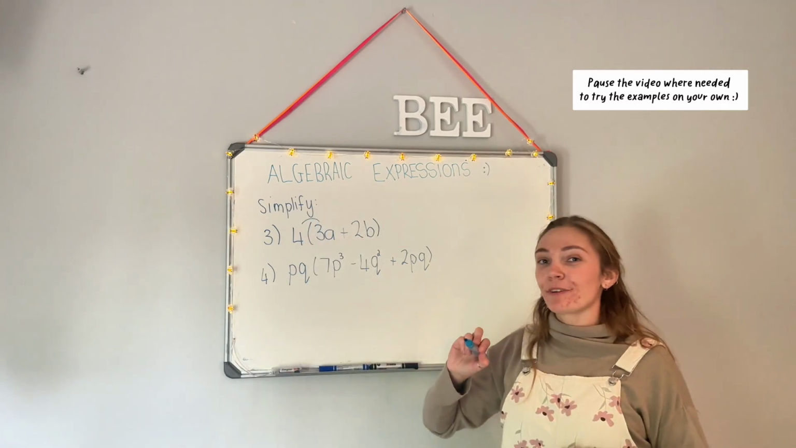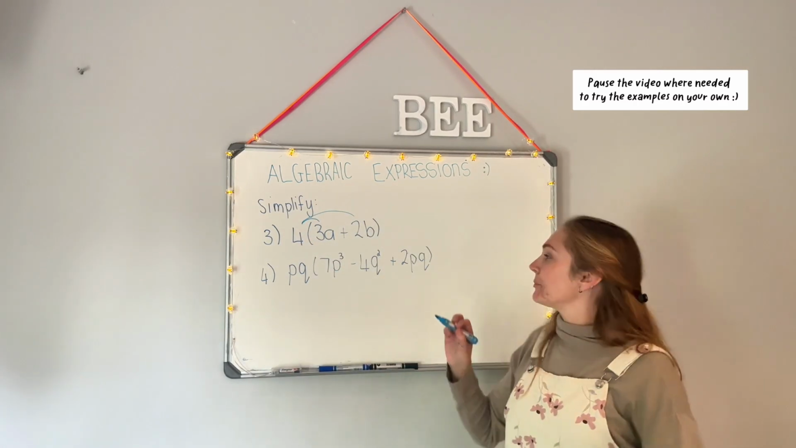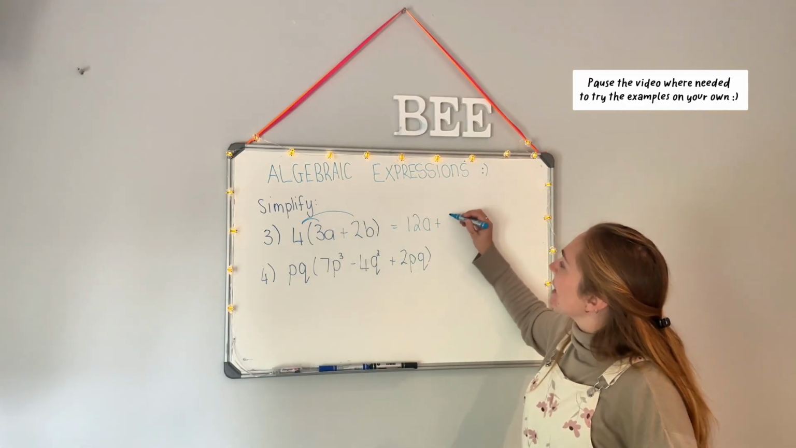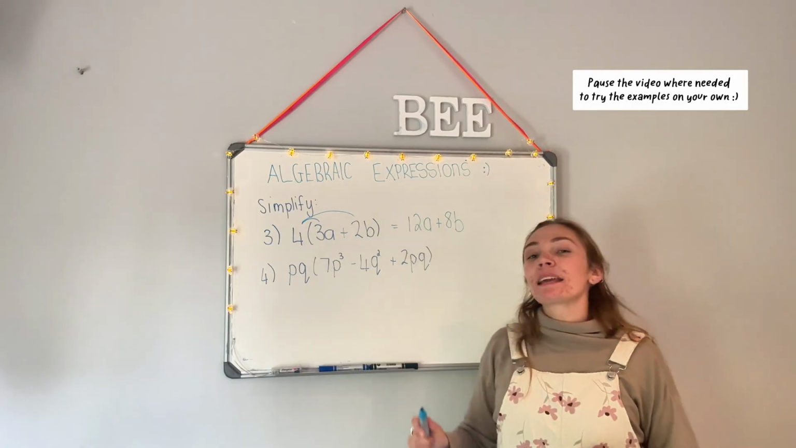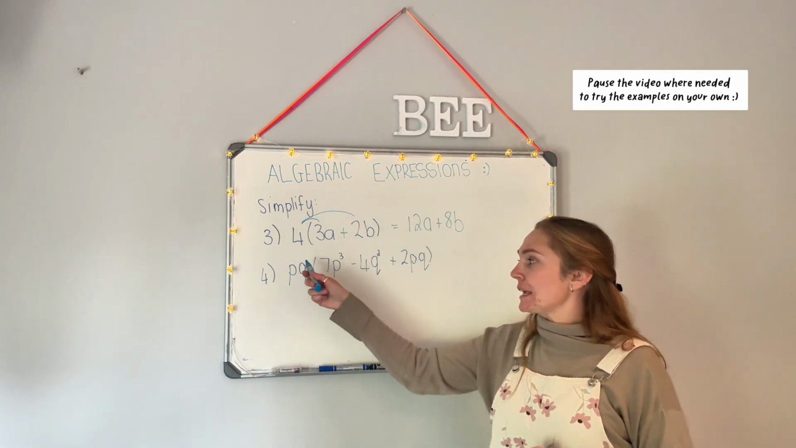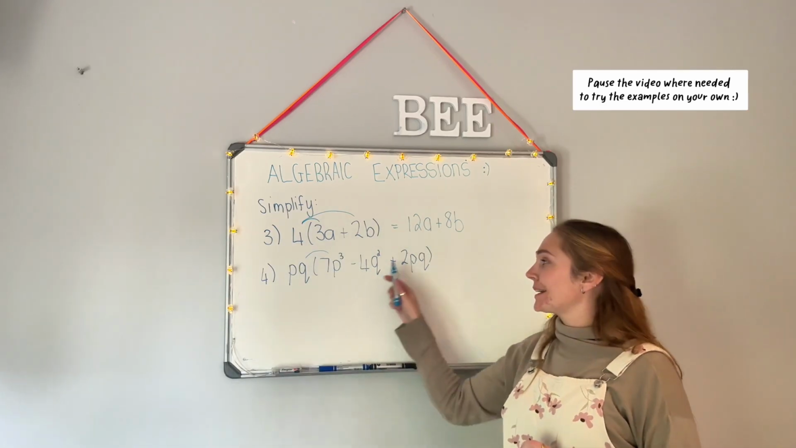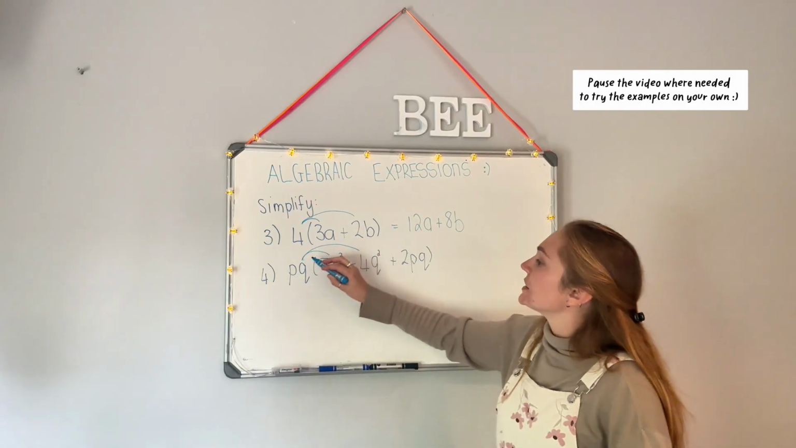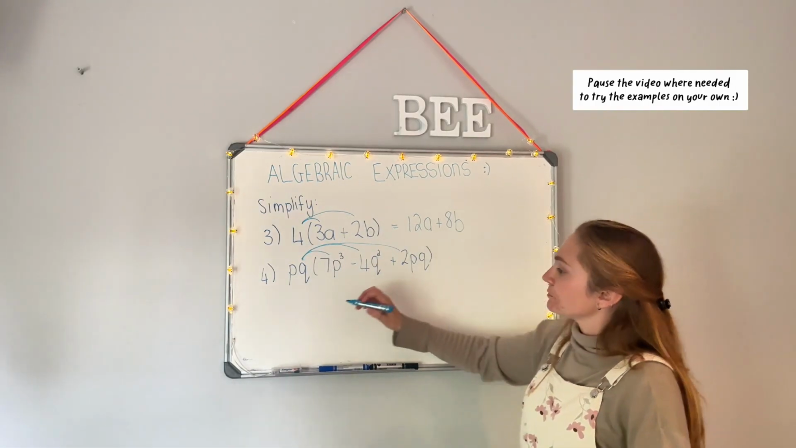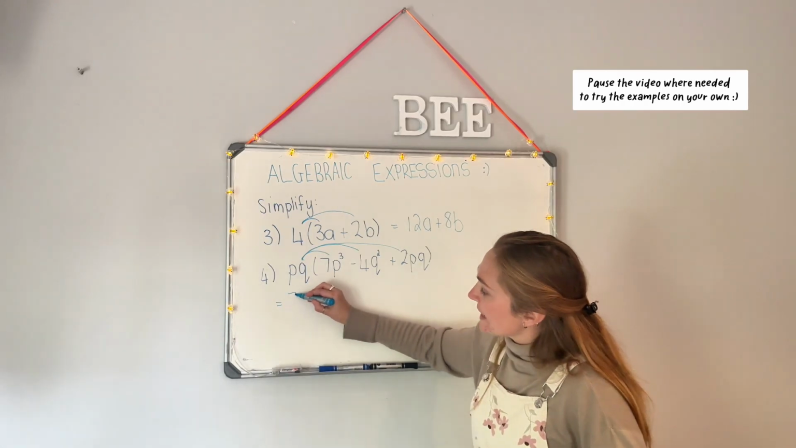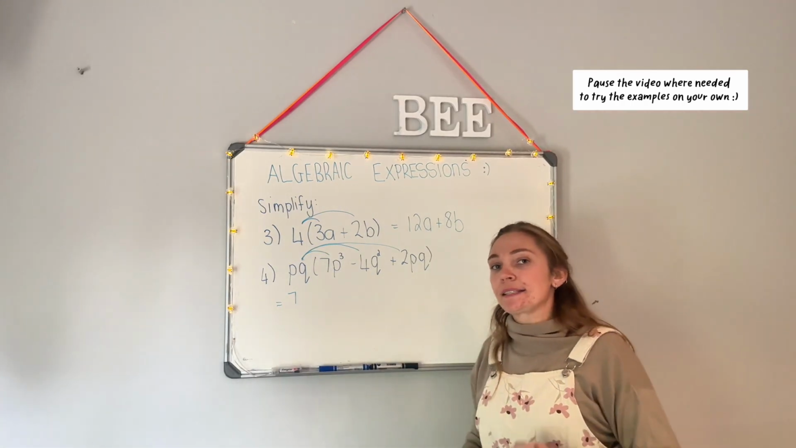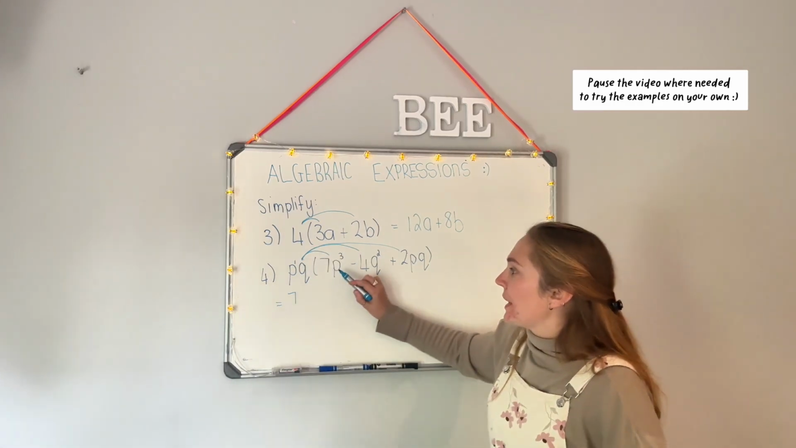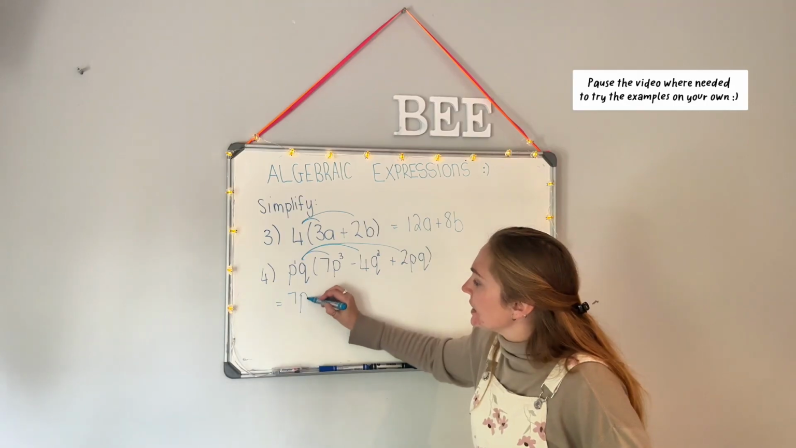4 multiplies into 3a and into 2b. So my answer is 12a plus 8b. The same thing happens for our next expression. P cubed multiplies to every term in the brackets. There are 3 terms. P cubed multiplies with 7p cubed, with minus 4, and with positive 2. Making it equal to 7 p's. When I multiply like bases, what do I do with the exponents? I add them. So p to the 1 plus the 3 gives me p to the 4.